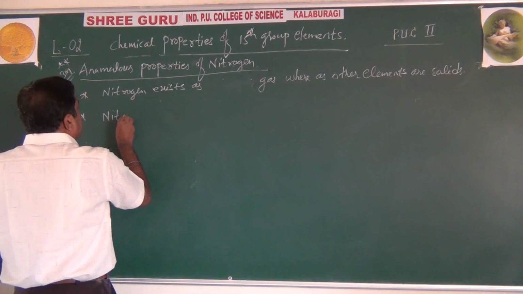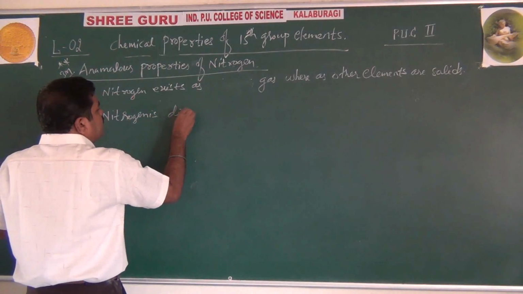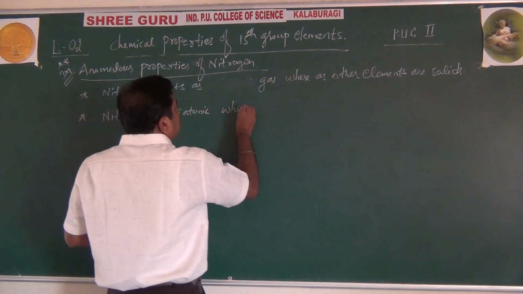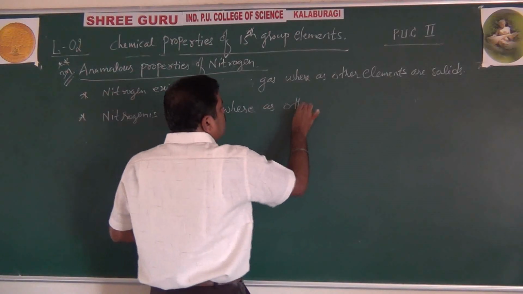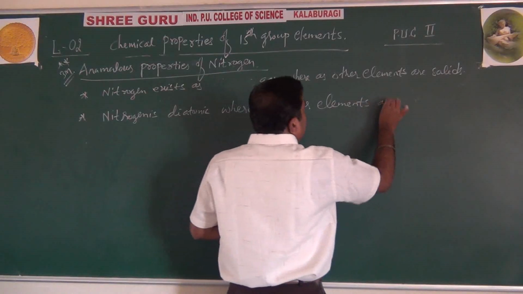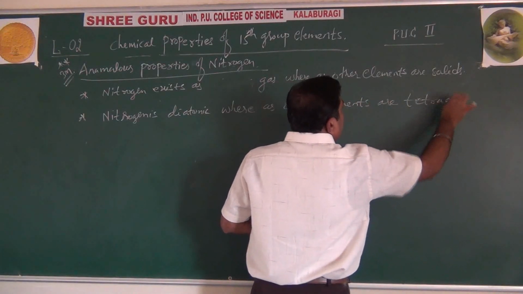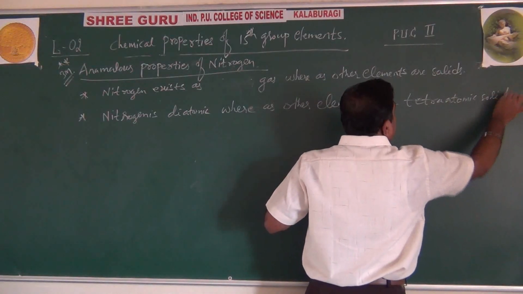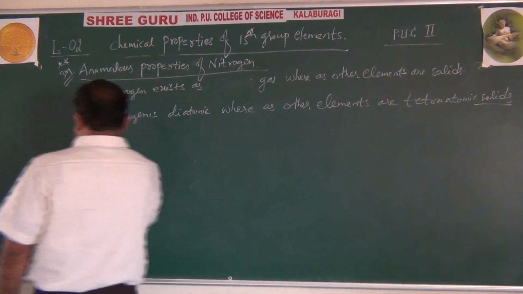Next, atomicity. Nitrogen is diatomic, whereas other elements are tetraatomic. Remember. This is physical existence.